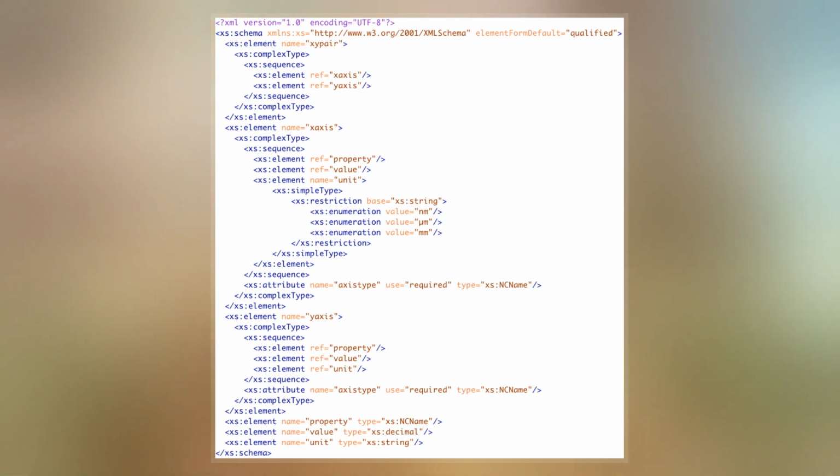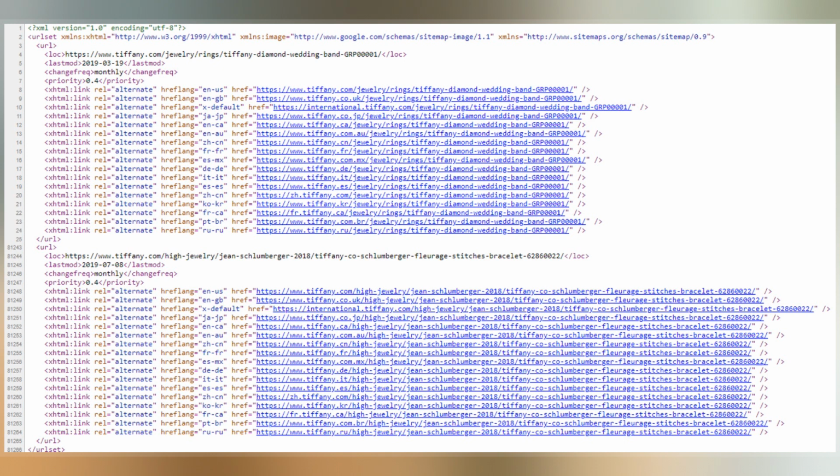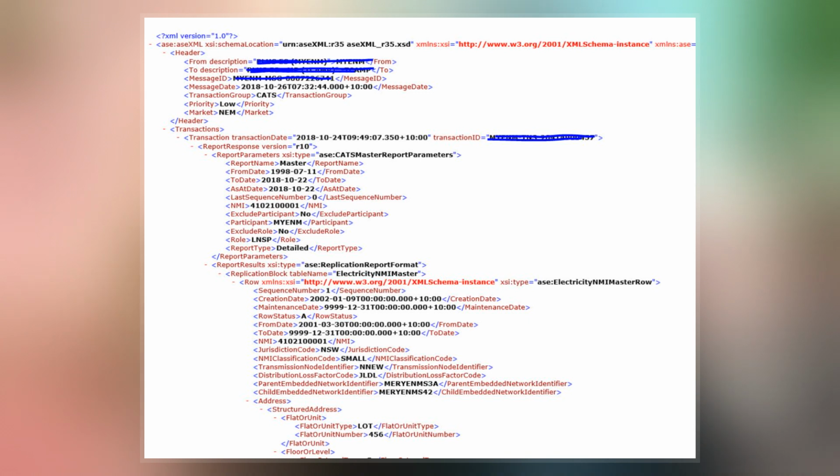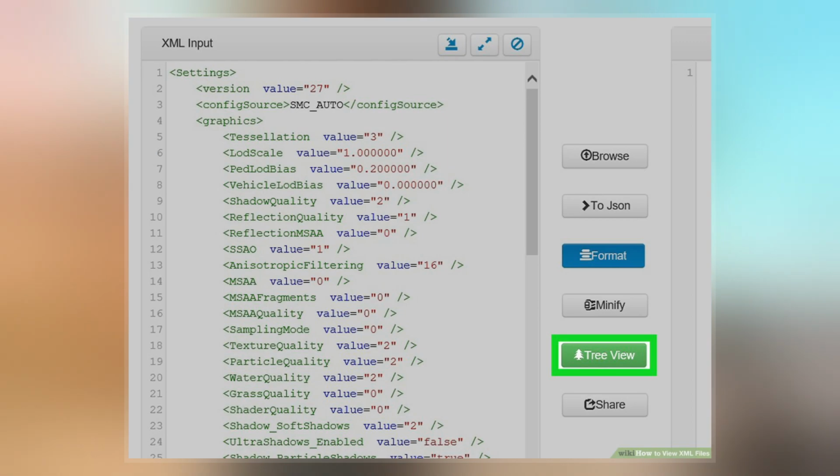It is a textual data format with strong support via Unicode for different human languages. Although the design of XML focuses on documents, the language is widely used for the representation of arbitrary data structures such as those used in web services. Several schema systems exist to aid in the definition of XML-based languages, while programmers have developed many application programming interfaces to aid the processing of XML data.